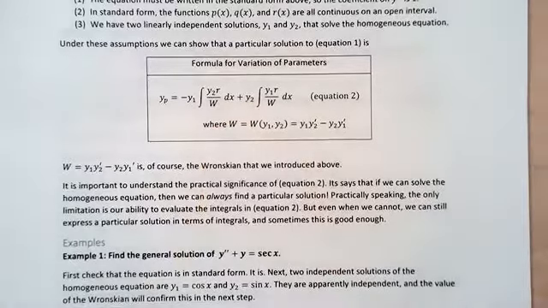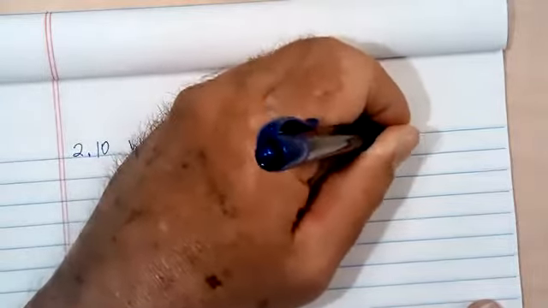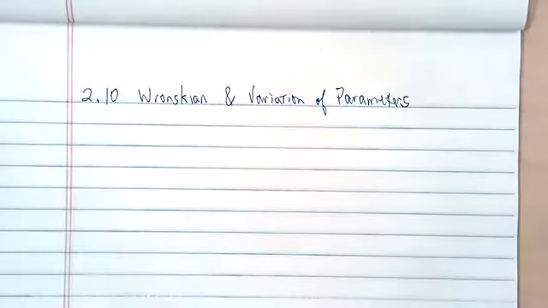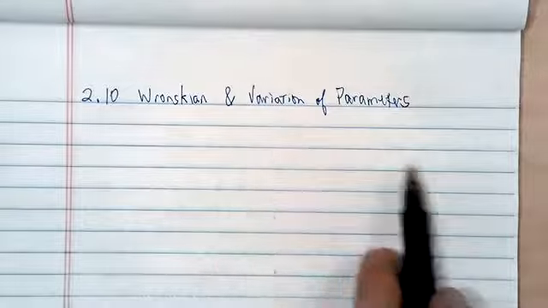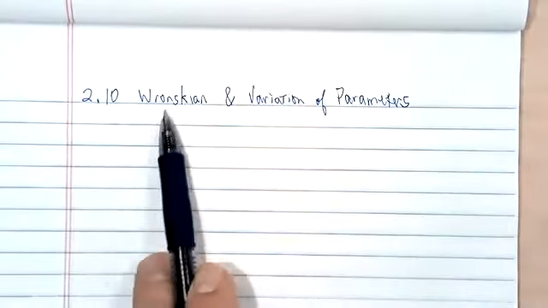That's where we're going with 210 on variation of parameters in the Wronskian. So let me just try to give an overview here. 210 is actually on two topics. The first is the Wronskian, and second is variation of parameters, which uses the Wronskian, so we need to do that one first.